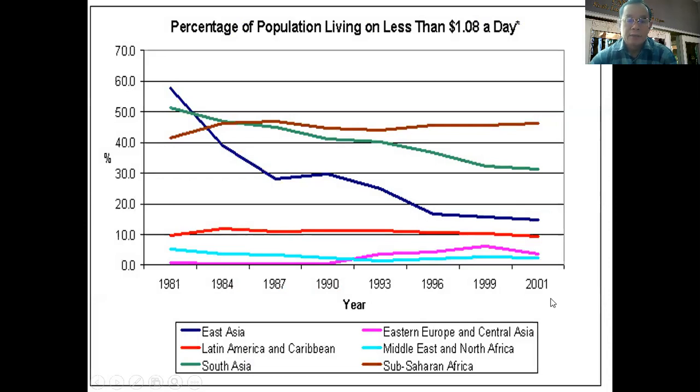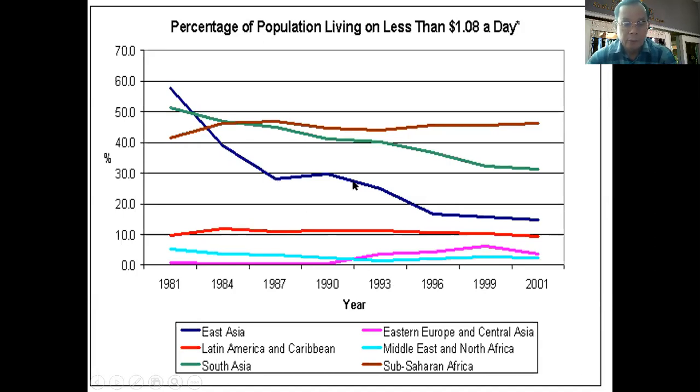And this graph here shows the percentage of population living on less than $1.08 per day. Now this figure actually changes, as I said, from time to time. It tends to increase by the day. So this year it could be, for example, $1.25. Next year could be $1.30, depending on the purchasing power parity, the value of money and the cost of living.